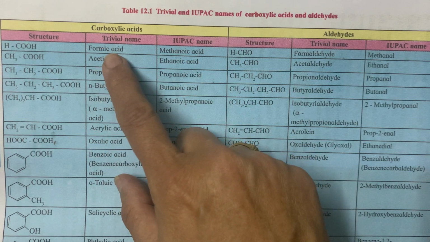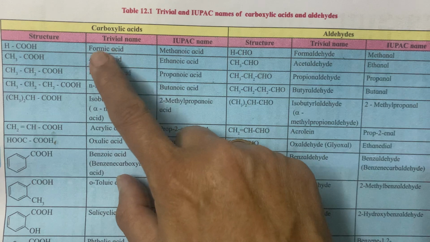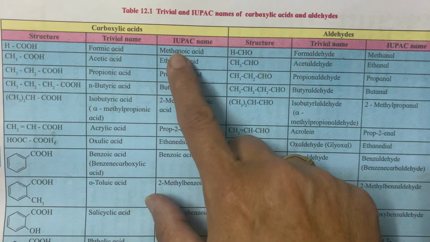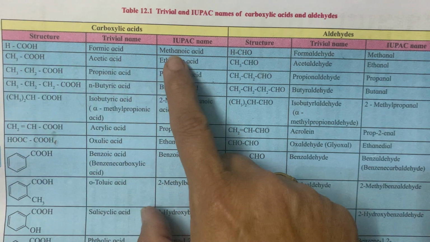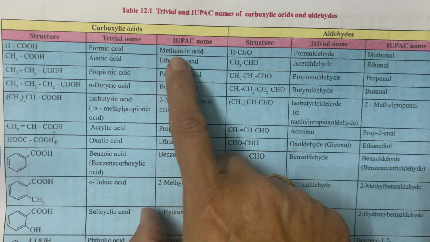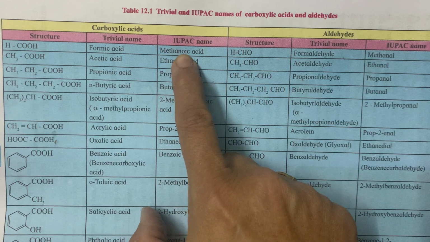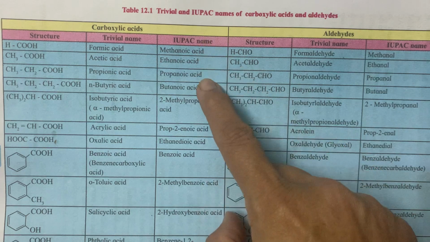This is from formica, that is the formic acid which is present in red ants. So this is formic acid. But in IUPAC nomenclature, there is only one carbon. That's why the first member of the hydrocarbon is methane, and from that methane, E is replaced by OIC. So this is methanoic acid, and so on.